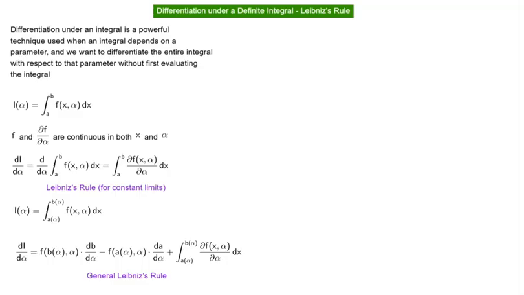Now let's look at an example. d by dt of the integral from 0 to 1 of (2x plus t cube) to the whole power 2 dx. Now let's very briefly plot this and see how it looks. So the function is this.